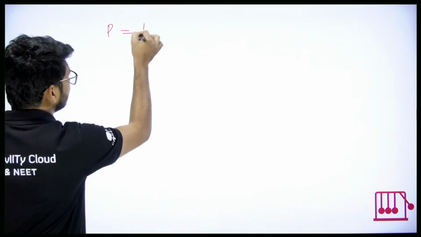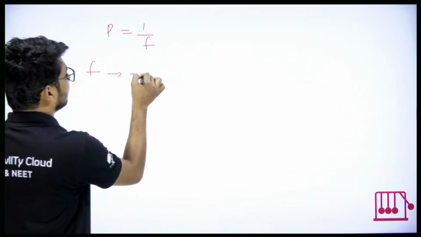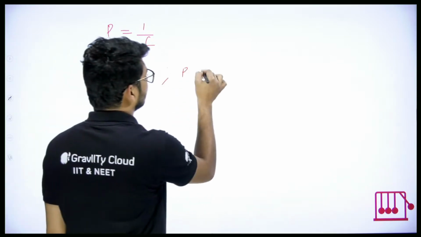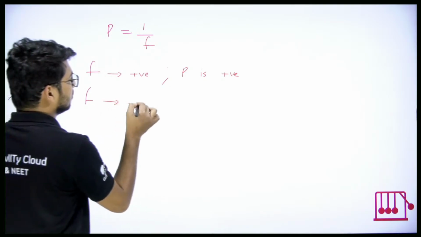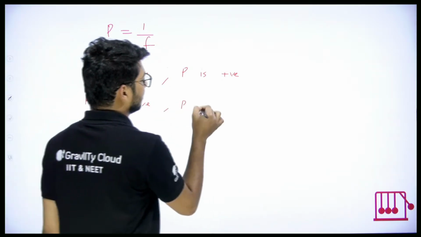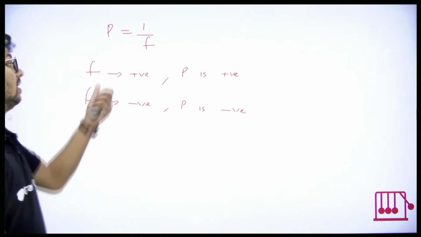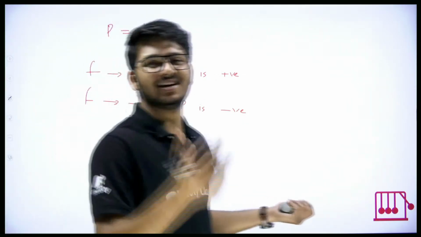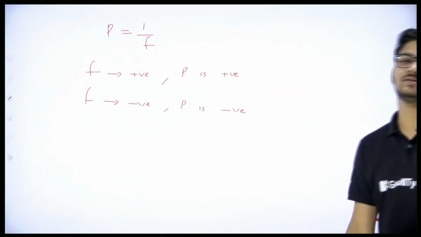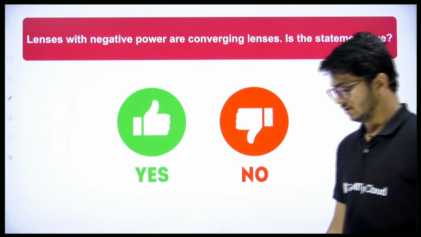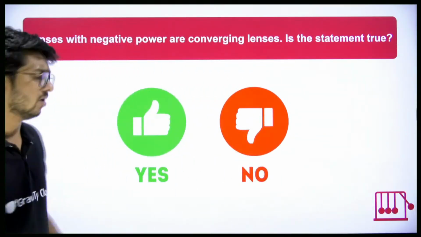So when I say P is equal to 1 by F, if F is positive, power is positive. If F is negative, power is negative. So whether power is positive or negative depends on the focal length. Easy, right? Good. So now an interesting question based on that negative power.